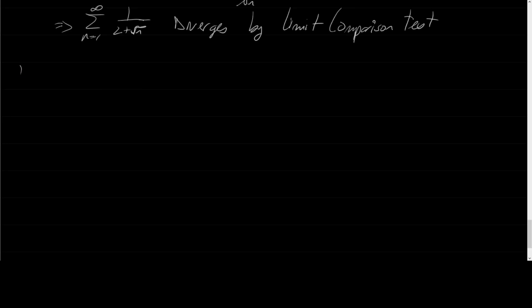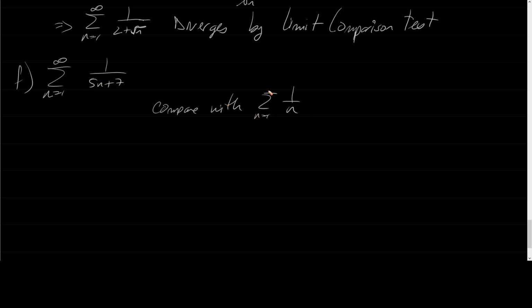F. Let's say that I had the series of 1 over 5n plus 7. Now in here, what can I compare this to? Whenever you're thinking about what you want to compare it to, essentially think about getting rid of all the constants and any constant being multiplied into a variable. So what I'm going to do here is compare with 1 over n.